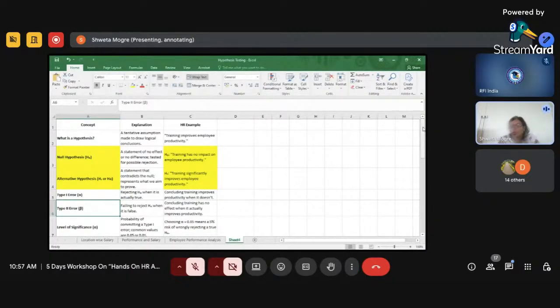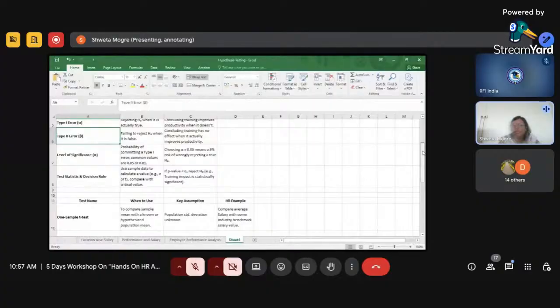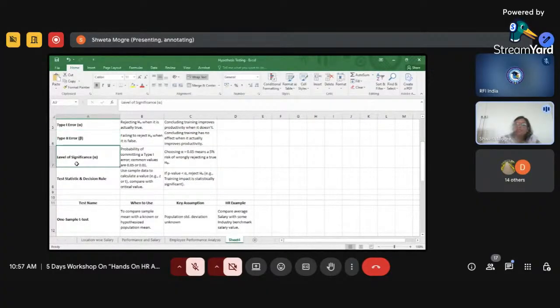So there are two types of error in hypothesis testing, and there is another term, level of significance. This is the most important term which you are supposed to understand. So type 1 error is what? Probability of committing type 1 error. How much type 1 error I can tolerate, I can commit, that is known as level of significance.